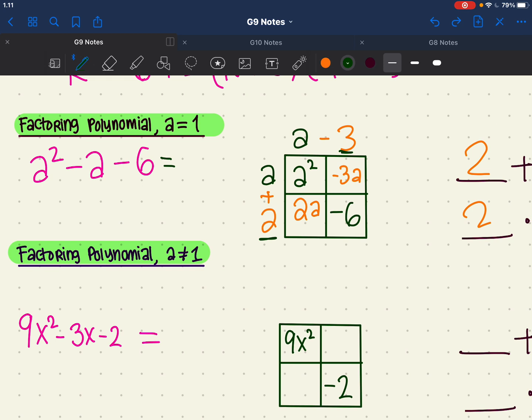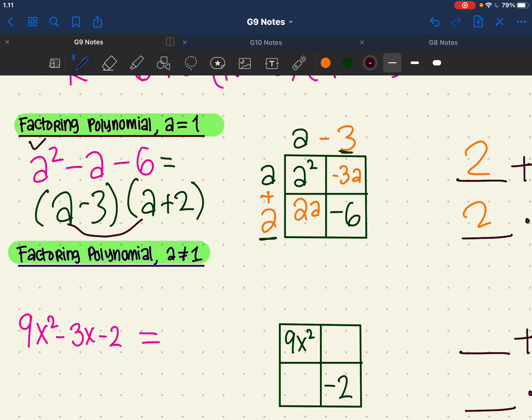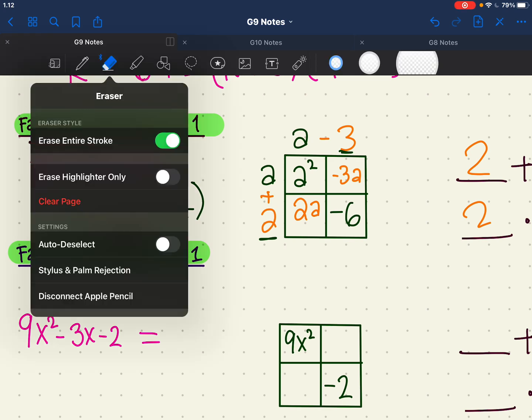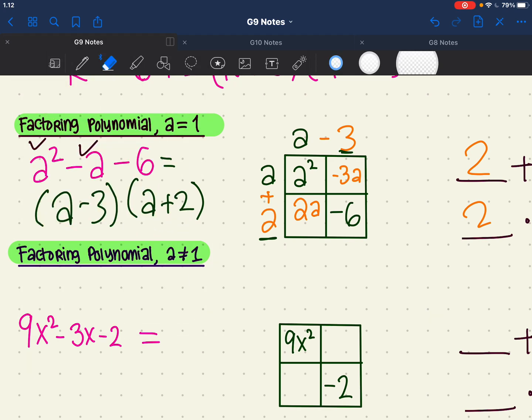That would be a minus 3 times a plus 2. Okay. And you always have to check to make sure that your factoring is correct. So multiply it back, a squared, check. And then 2a minus 3a is negative a, check. Negative 3 times 2 is negative 6. So that's good. So that's your final answer.